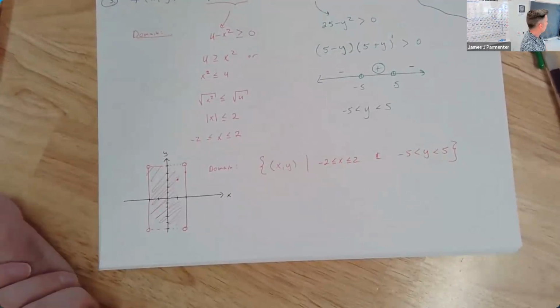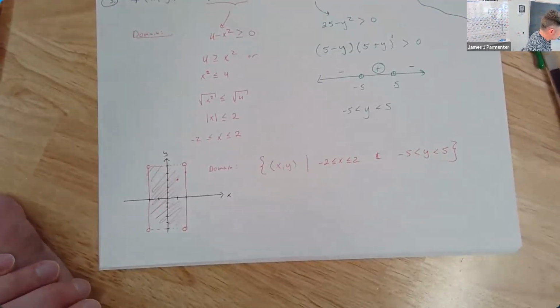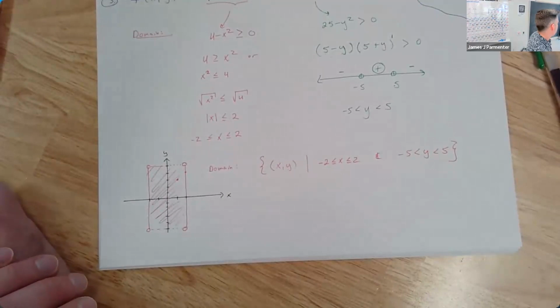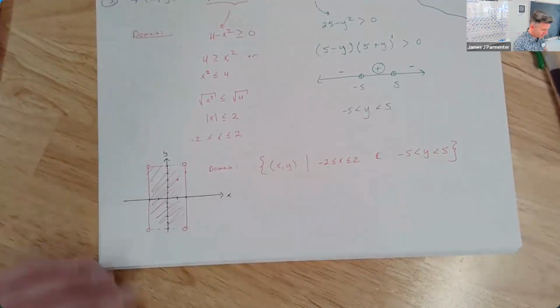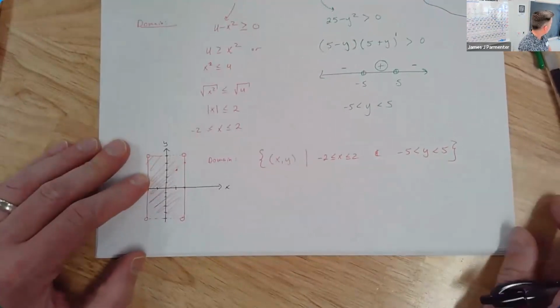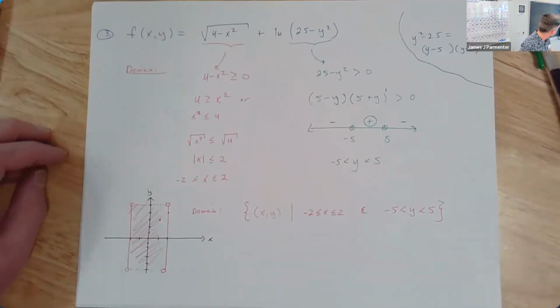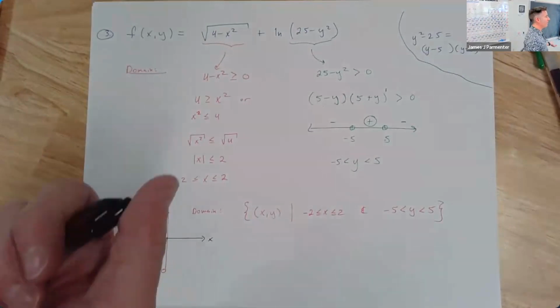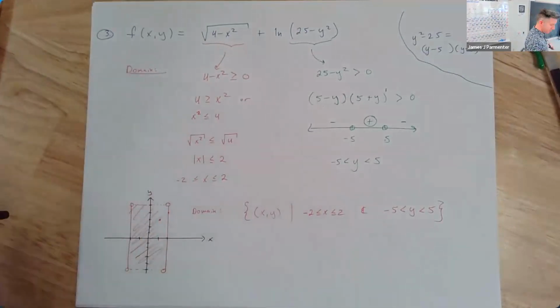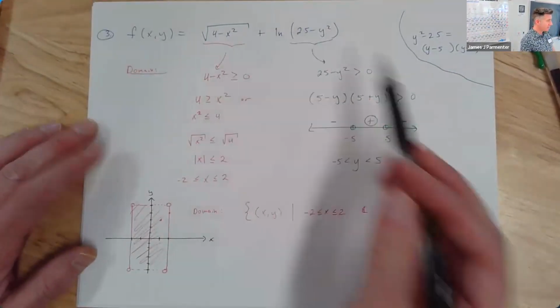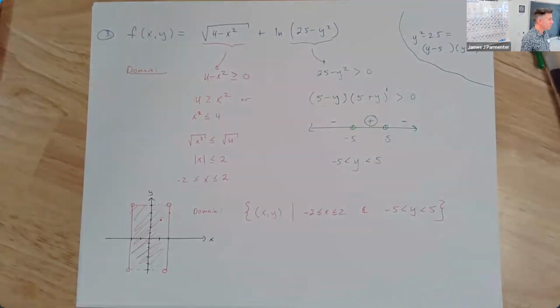Okay. Now here's where things get interesting. The range is harder to think about here. So when I think about the range, I try to be smart. Sometimes it works. I try to think about, well, if I hold x or y constant, what can the other function do?